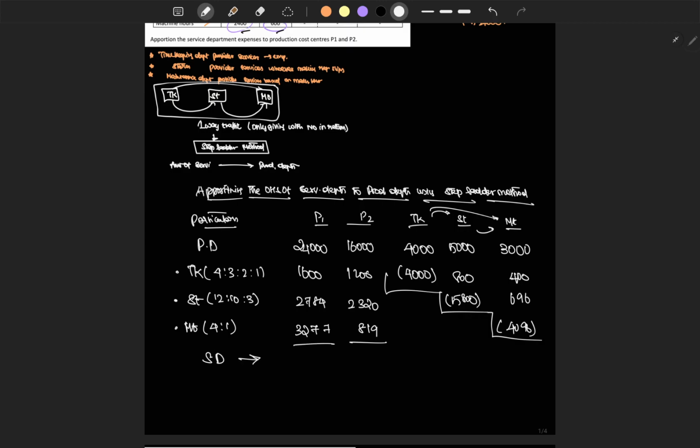Secondary distribution. We started with 5 departments, and now it has come down to only 2 departments. If we total it, we get the secondary distribution, which happens only to production 1 and production 2 departments, P1 and P2, right? So 24,000 plus 1600 plus 2784 plus 3277 comes to 31,661. And 16,000 plus 1,200 plus 2320 plus 819 gives us 20,339.